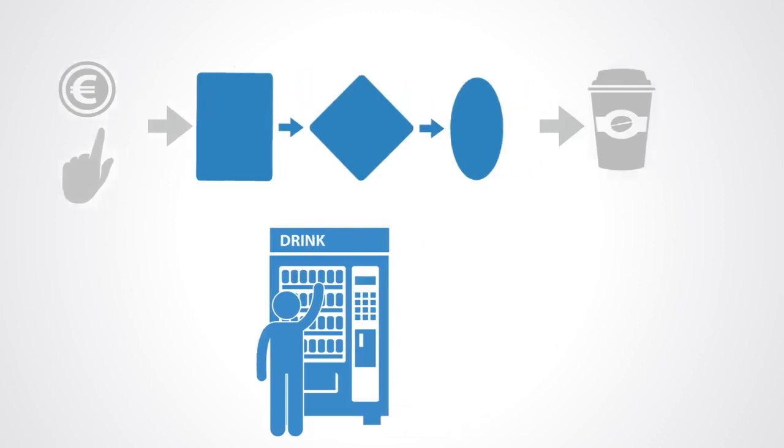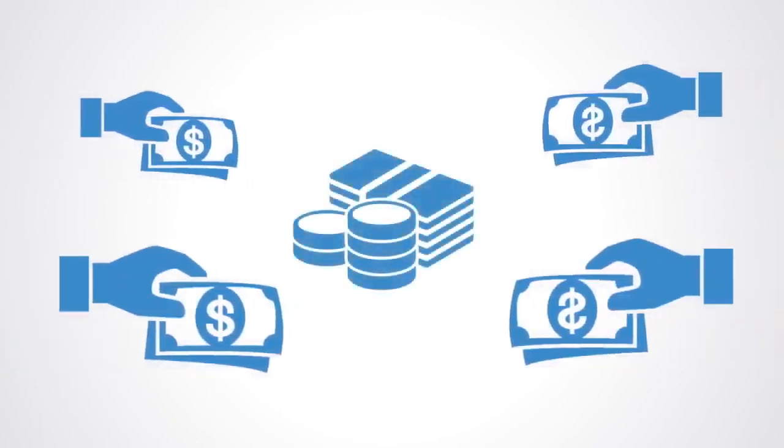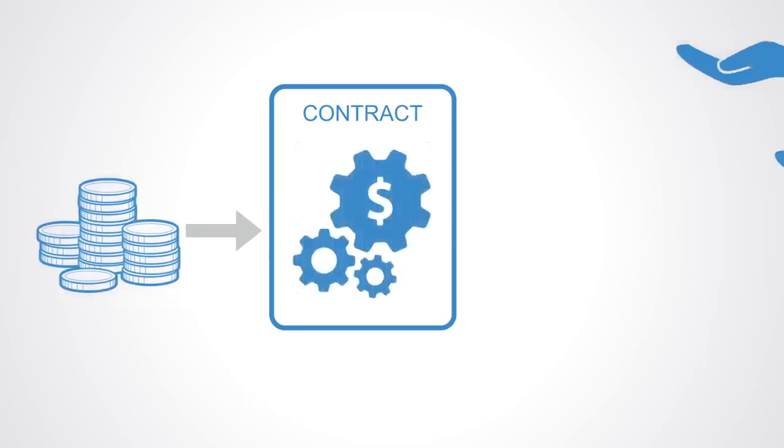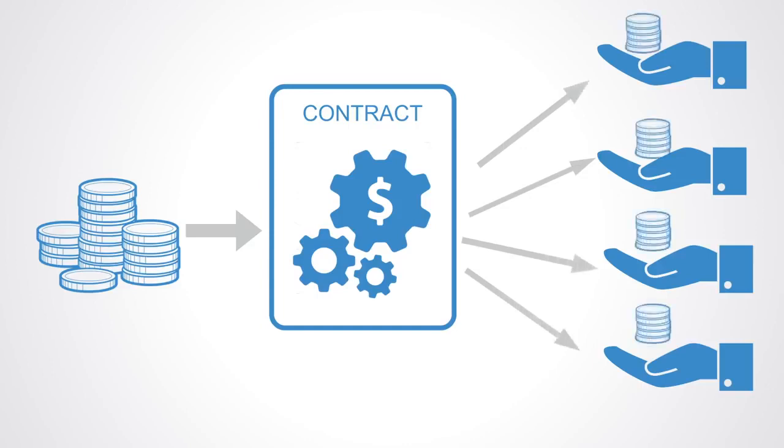As another example, we can think about a situation where 4 people pool their money to make a joint investment that will return interest to them. A smart contract could be programmed on the blockchain to take any interest that is created, divide it into 4, and send each amount to the corresponding wallets of the different stakeholders.